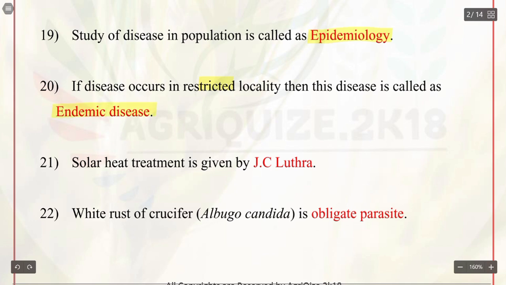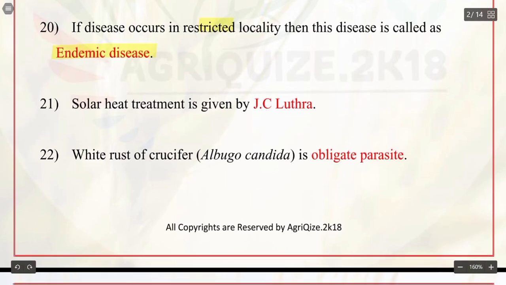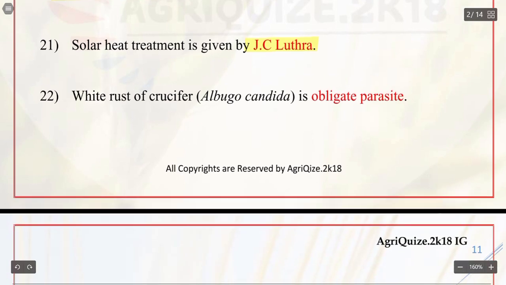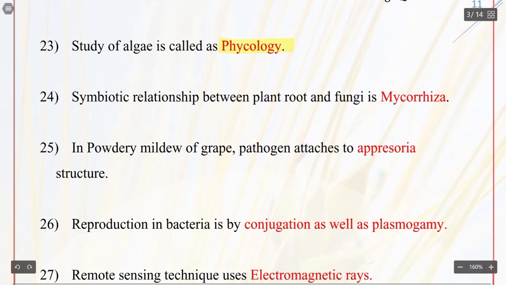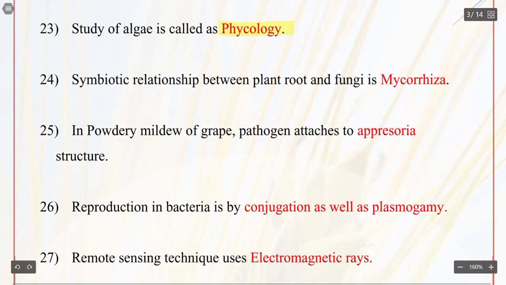Question number 21. Solar heat treatment is given by J.C. Luthra. Next, white rust of crucifer Albugo candida is obligate parasite. Next, study of algae is called as phycology. Next, symbiotic relationship between plant root and fungi is mycorrhiza.